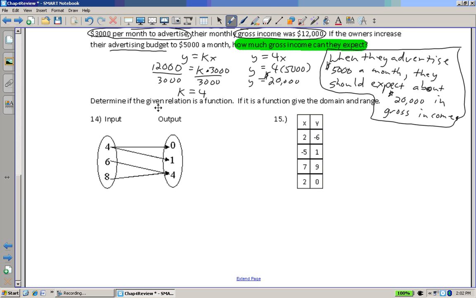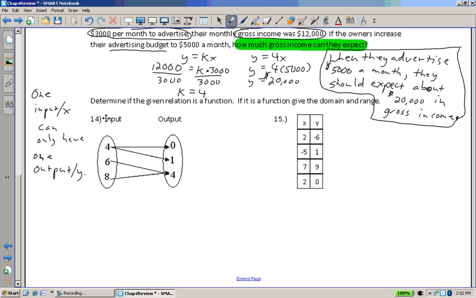All right, now determine if the given relation is a function. If it is a function, give the domain and range. All right, now for these types of problems, basically the idea is that one input, or x, can only have one output, or y.